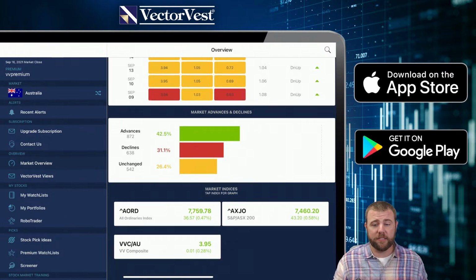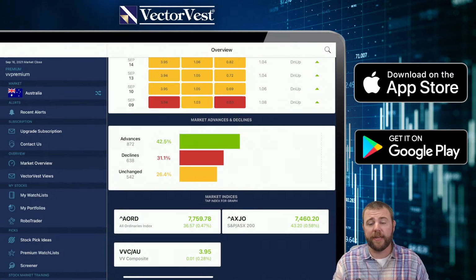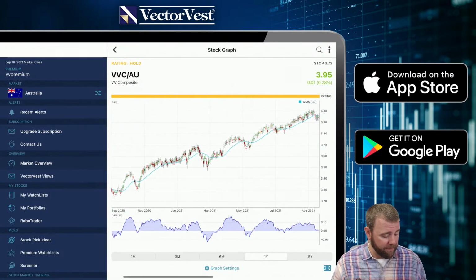Looking at the major indices there, the AORD, which is their main indice, up about 0.5%. The ASX 200 up about 0.6%. The VectorVest composite up about 1/3% for the day. We take a look at the graph real fast.